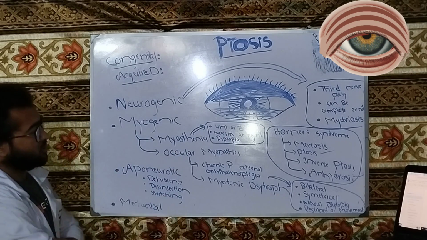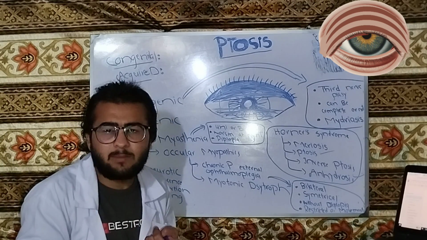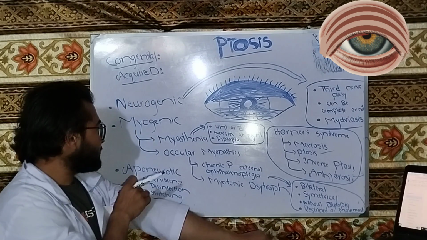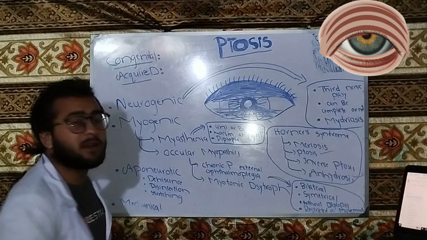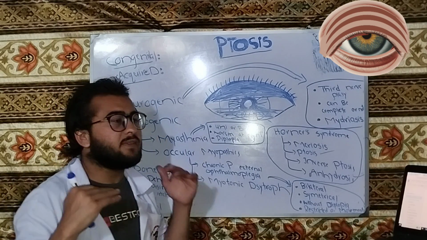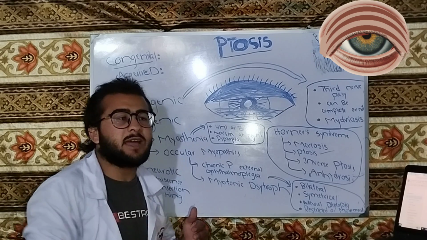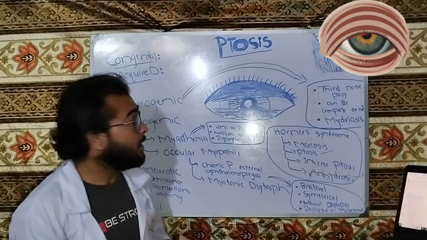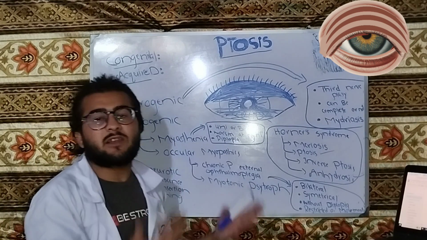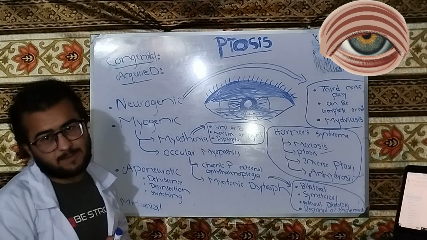Now myogenic ptosis. In myogenic ptosis, there is some problem with the muscle itself, or there is a problem in the neuromuscular junction. For example, it can be myasthenia gravis or ocular myopathy. We know that myasthenia gravis is an autoimmune condition in which autoantibodies are generated against the acetylcholine receptors. When the acetylcholine receptors are destroyed, the muscle cannot contract, and it will cause ptosis.